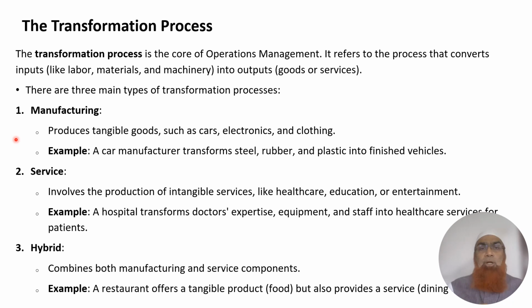In manufacturing, products are tangible goods such as cars, electronics, and clothing. A car manufacturer transforms steel, rubber, and plastic into a finished vehicle. Likewise, services involve the production of intangible services like healthcare, education, and entertainment. You cannot touch it, but you will feel it. A hospital transforms doctors' expertise, equipment, and staff into healthcare services for patients. Then hybrid, which combines both manufacturing and service components. A restaurant offers a tangible product, food, but it is provided as a service, which is dining.